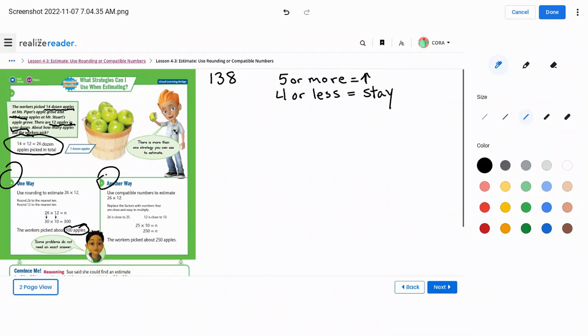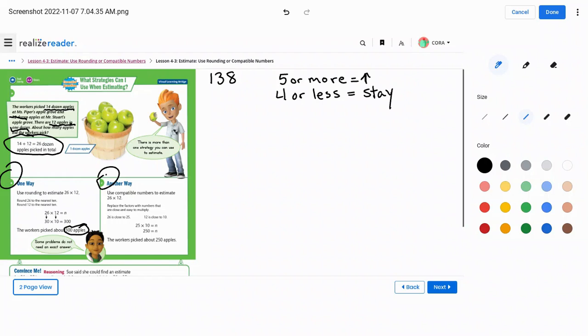26 is close to 25, and then 12 is close to 10. So instead of rounding it to the tens place, we're just kind of going, where is it closer to? Is it closer to 20? Is it closer to 25? Or is it closer to 30? Kind of thing. And for 12, it would be, is it closer to 10? Is it closer to 15? Is it closer to 20?